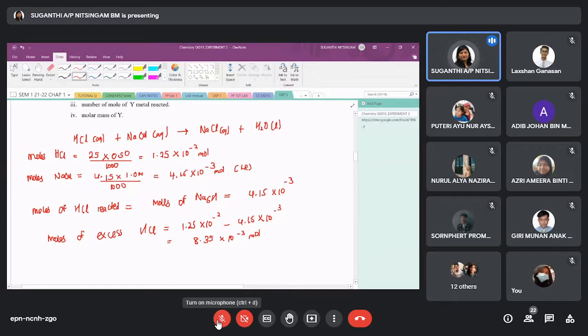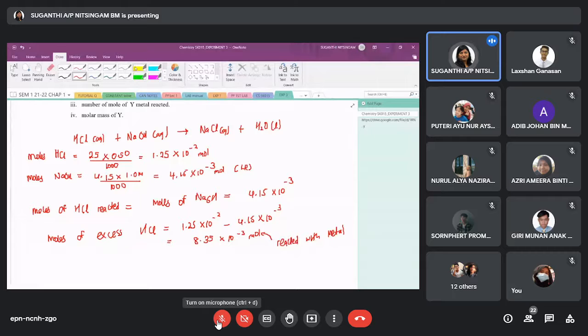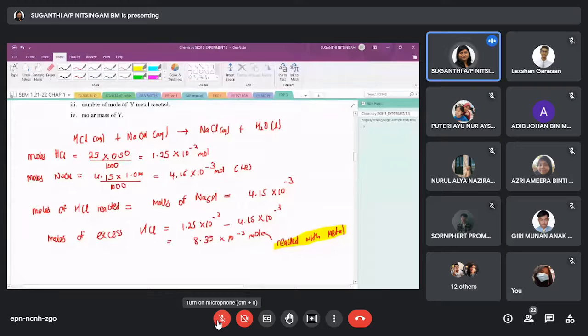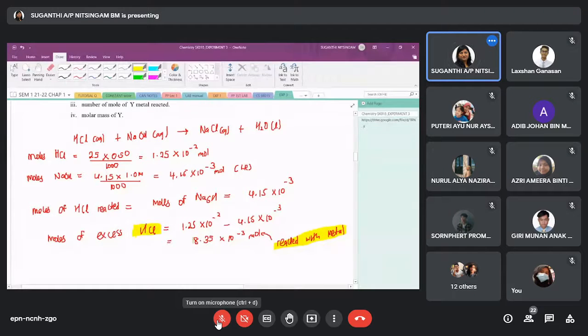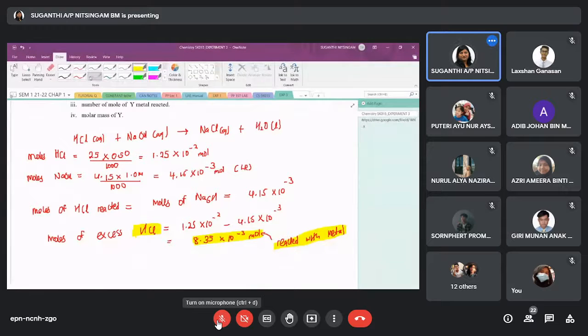So mole ini, what does this mole do? Actually, this is the number of moles which reacted with the metal. Ini adalah bilangan mole yang telah react with the metal. This is the HCl which has been reacted with the metal. So now what must we do? Kita kena tulis equation. What equation do we write? We write the equation of the metal with HCl.